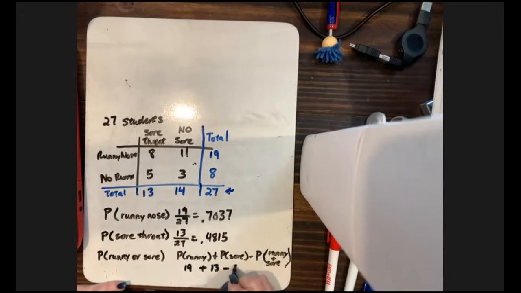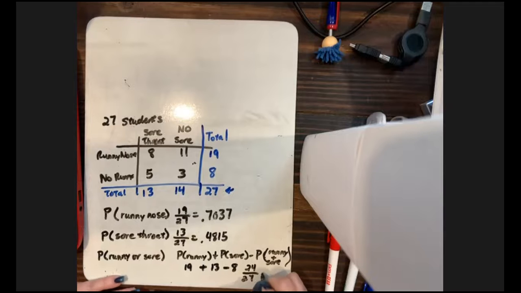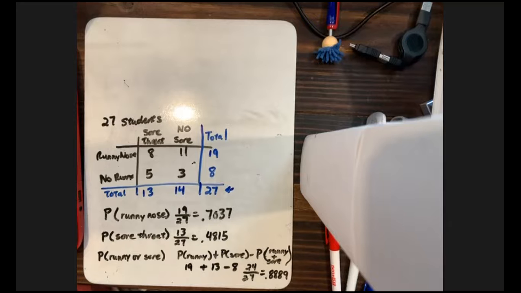That's 8. That is going to give me a grand total of 24 out of 27. That one could be reduced, but I'm going to go ahead and put us into 4 decimal places. Rounded, we got 0.8889 on that one. That one will reduce to 8 ninths.